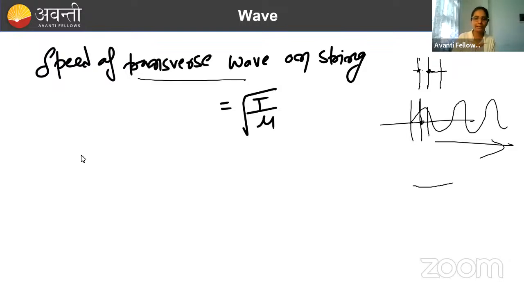In a longitudinal wave, energy is traveling in this direction, and particles are also getting displaced in this direction. Okay? So both directions are the same. That is longitudinal. Again, let's focus on what we have to study.